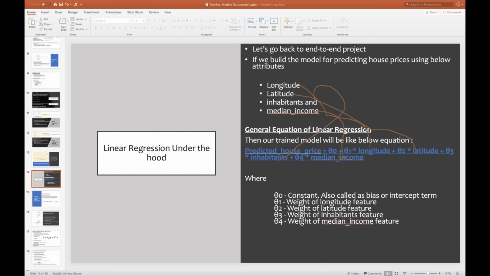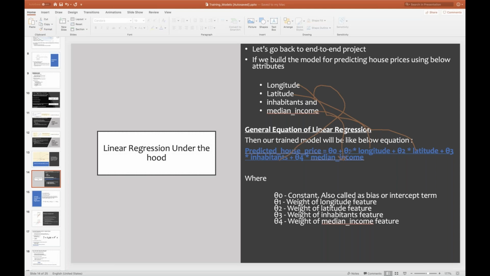Now what exactly happens if I have 100 instances? Straight question. When I have 100 instances, theta of 100 will be multiplied with the 100th feature. That is the reason why we keep saying x of i is the ith feature instance value. Hope that is making sense now. When you say ith instance or x of i, that's the ith instance feature value.